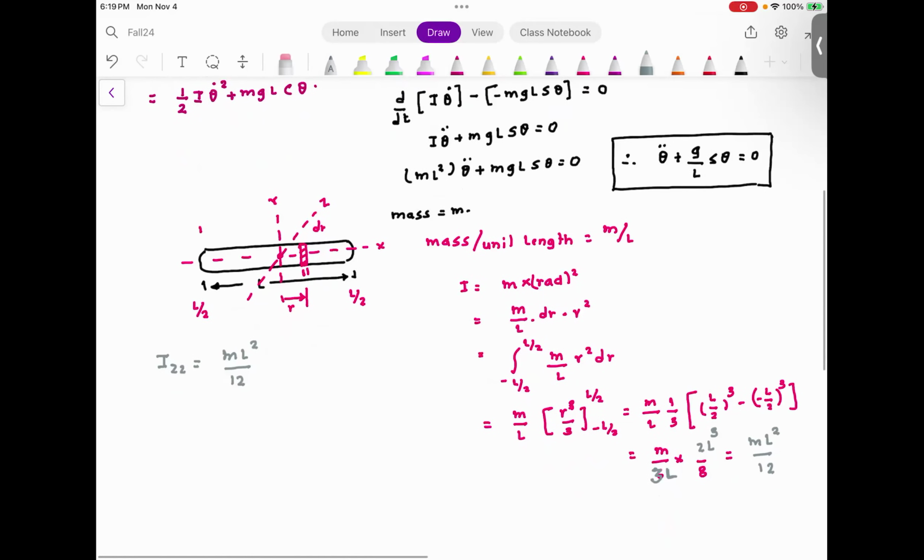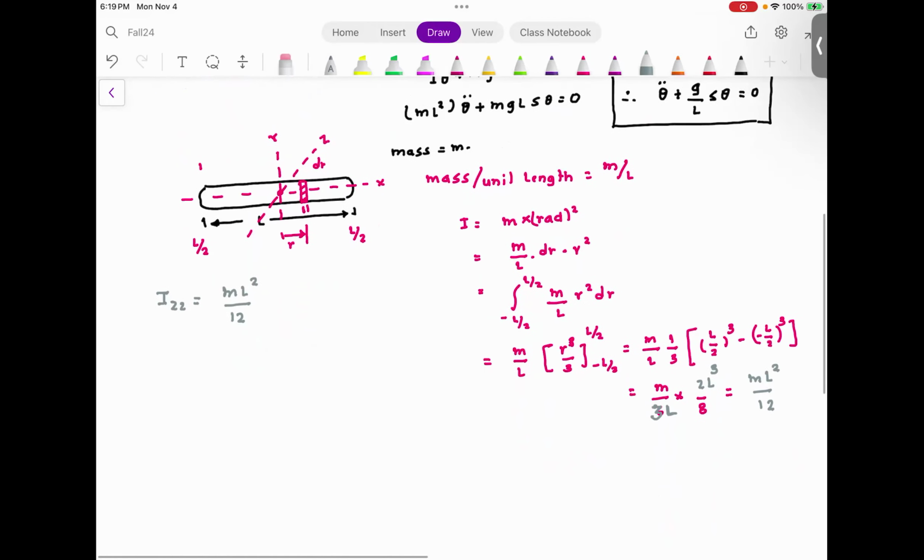Now this is an important expression. In this problem, we are assuming the thickness of this slender rod is very small compared to L. Now what I want to do is take a bar which does not have this assumption, so it has length, width, and height. Let me show this to you.